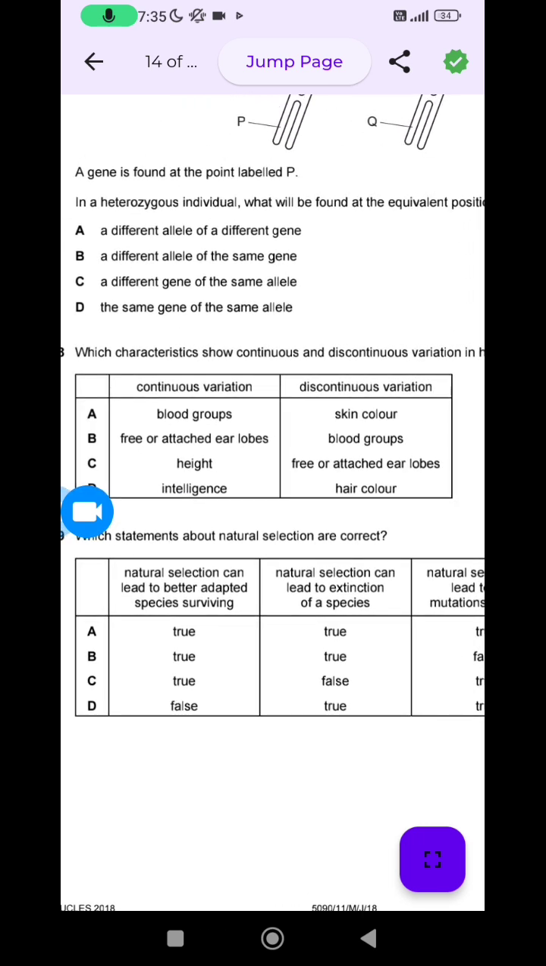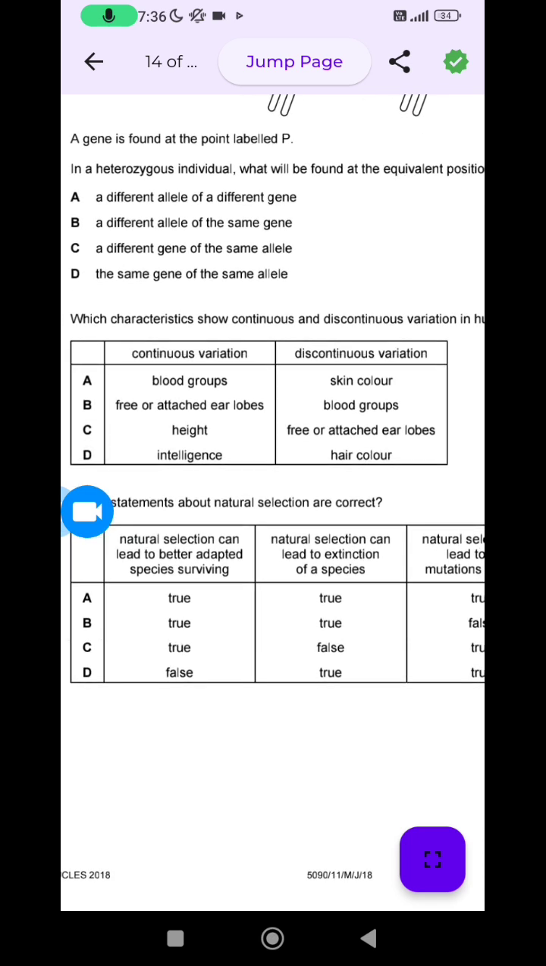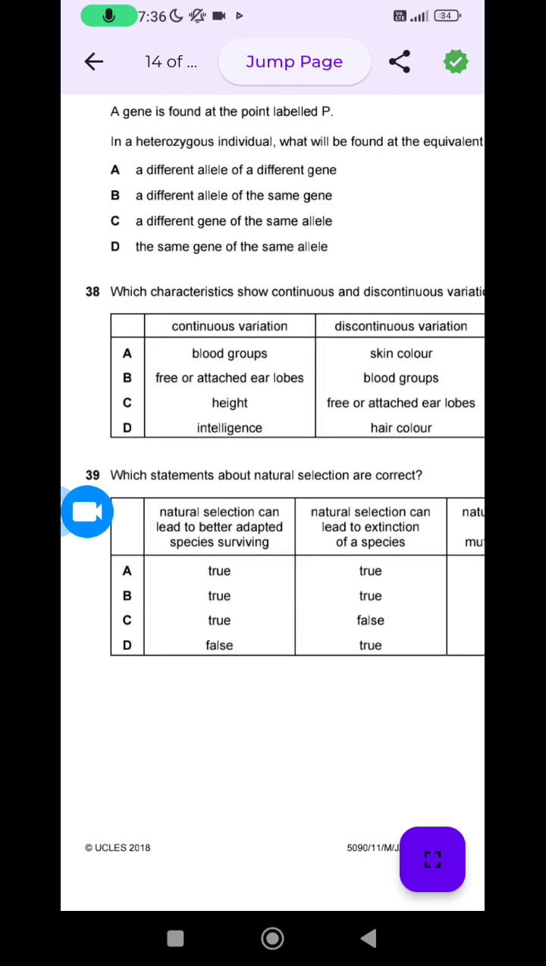Alright, continuous variation can be affected by the environment, and it is also affected by what we inherit through our parents, and discontinuous variation is only affected by our parents. It is not affected by the environment. So let's see continuous variation. Height is always continuous variation. Blood groups is discontinuous, so A is wrong. Free or attached earlobes is also discontinuous variation, so A and B both are incorrect.